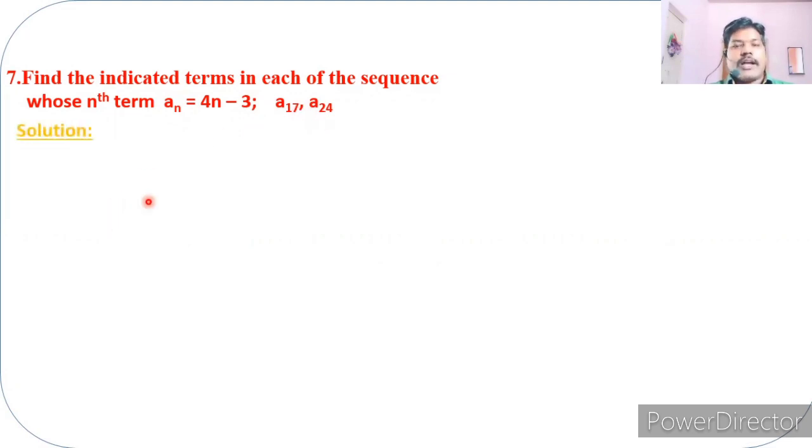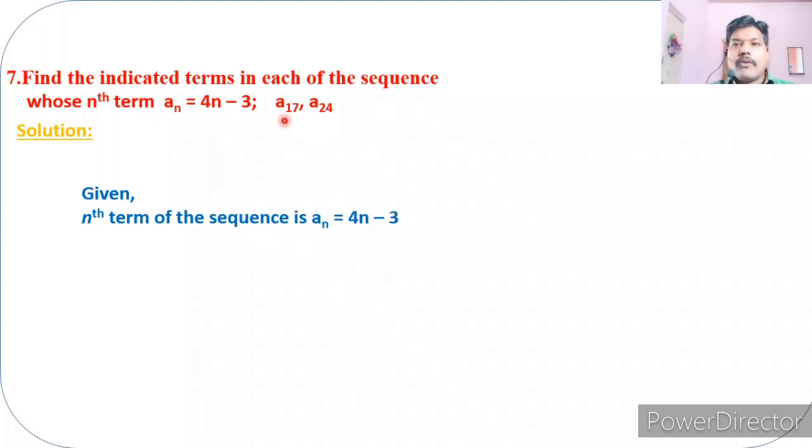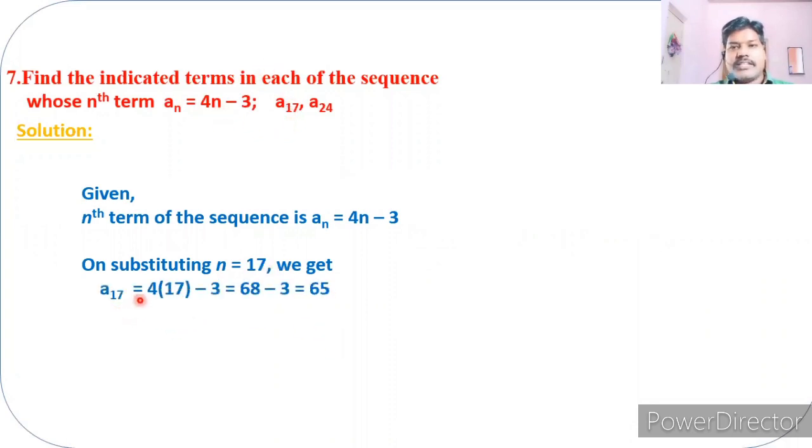For that, I will take the given nth term first: An is equal to 4n minus 3. I have to calculate A17. For this, just take n is equal to 17. On substitution of n is equal to 17, just replace the 17 in this. What will you get? A17 is 4 into 17 minus 3. 4 into 17 is 68.